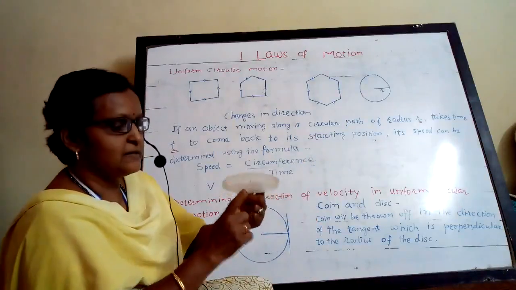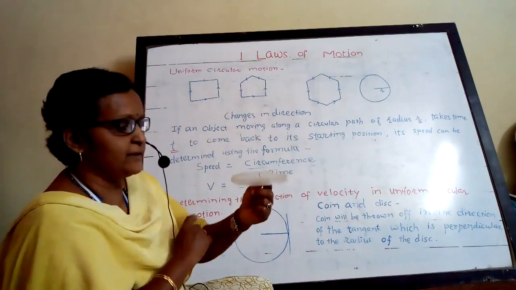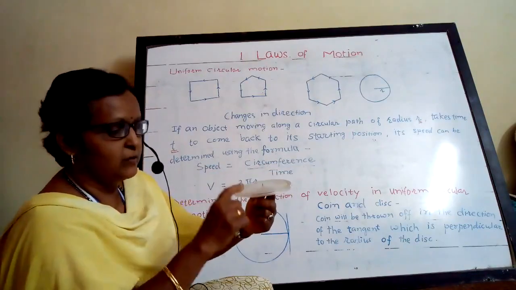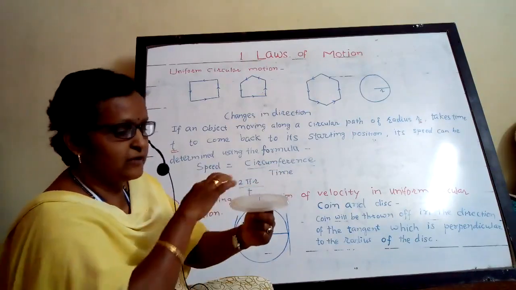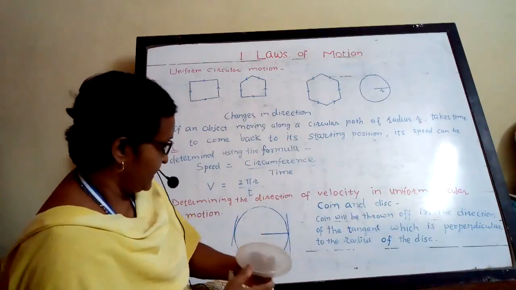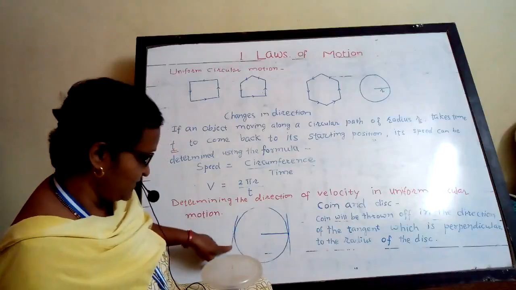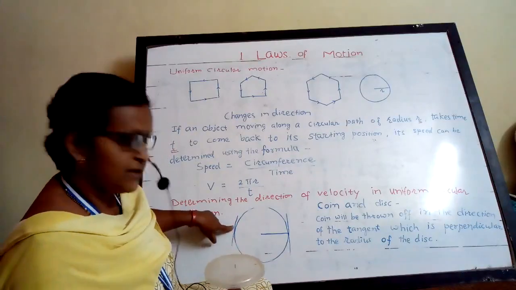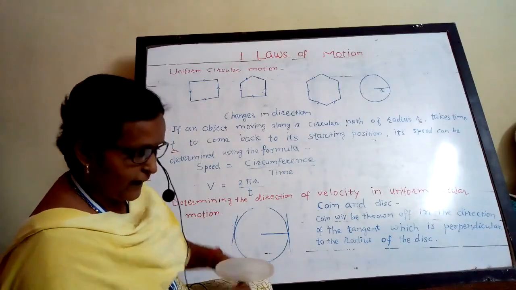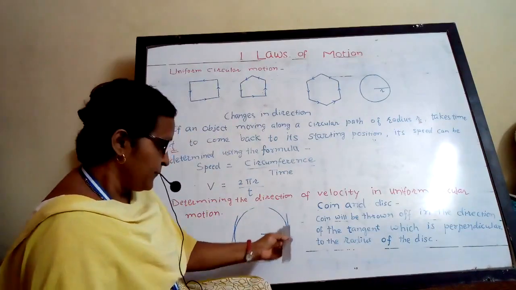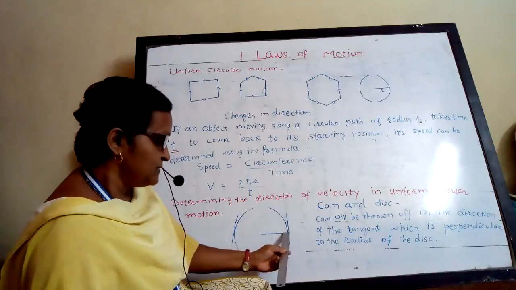In the same way, if we put the coin on this rotating disc, anywhere you try, you can do it so many times, it will go in the tangential direction. This is tangent, this is tangent. Tangent means it is just touching the circumference of the circle, and that tangent, as we know, is perpendicular to the radius of the circle.